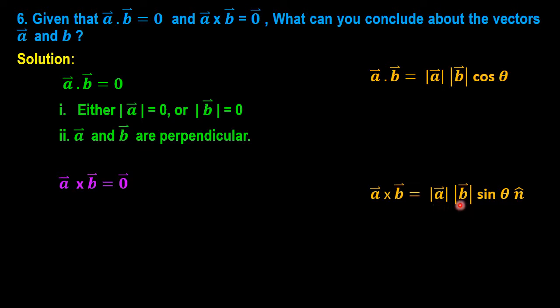Now here also, whenever the magnitude of A or the magnitude of B or the magnitude of both A and B is 0, then the cross product will be 0. So the first we can write here is either magnitude of A equals 0 or magnitude of B equals 0, then the cross product will be the 0 vector. And the second, here there is a sin theta. So whenever theta equals 0 degrees, that means sin 0 is 0. So at that time also the cross product will be 0.